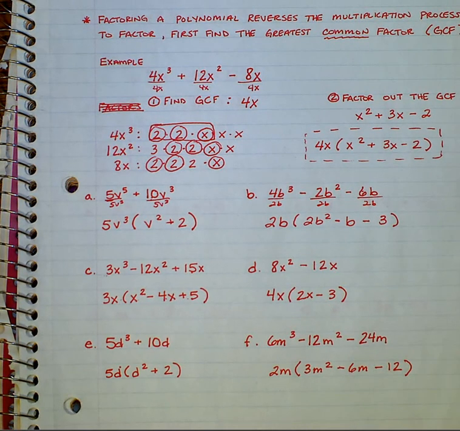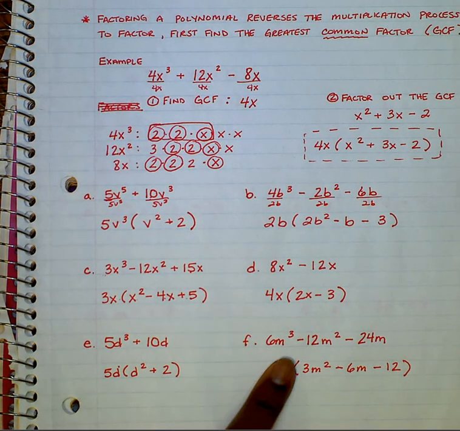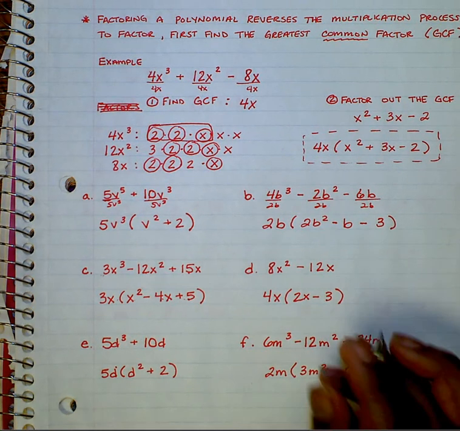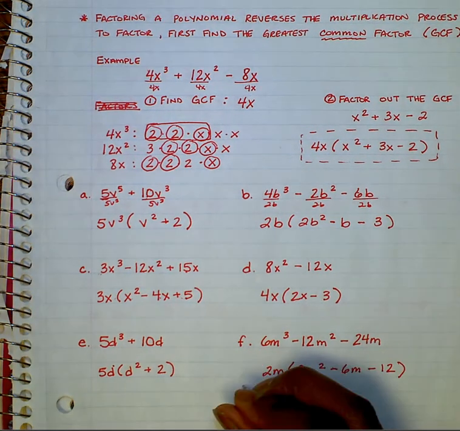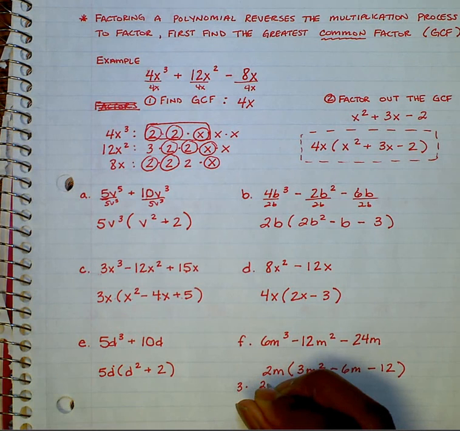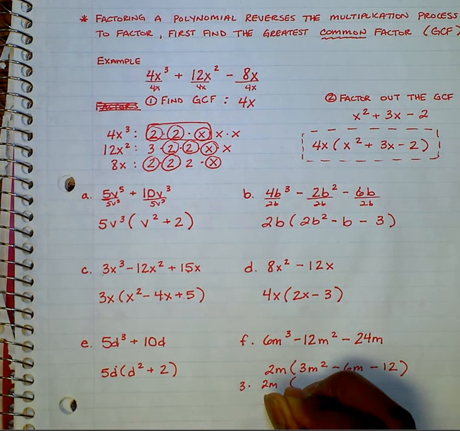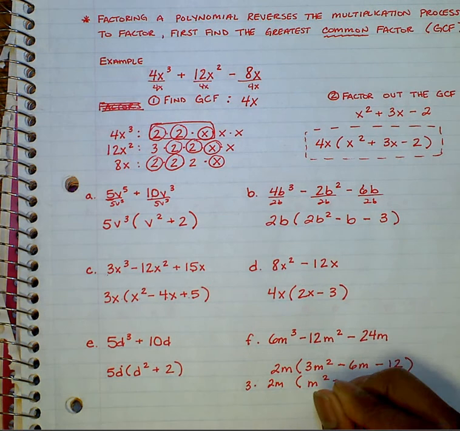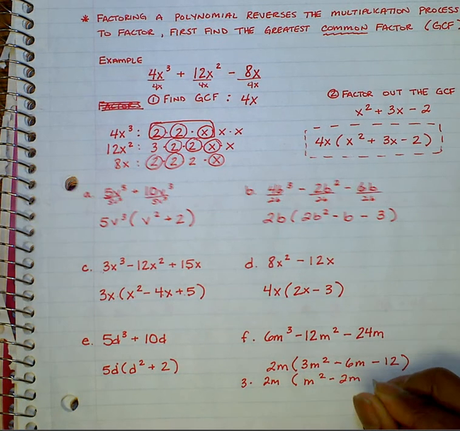Okay, so looking at the terms left inside here, you should recognize that they're all divisible by 3. I could take out another 3. So I'm going to do that. I already have 2 of them out here, but I'm going to take out that 3. That means I'm dividing everything here by 3. I'd have m squared minus 2m minus 4.